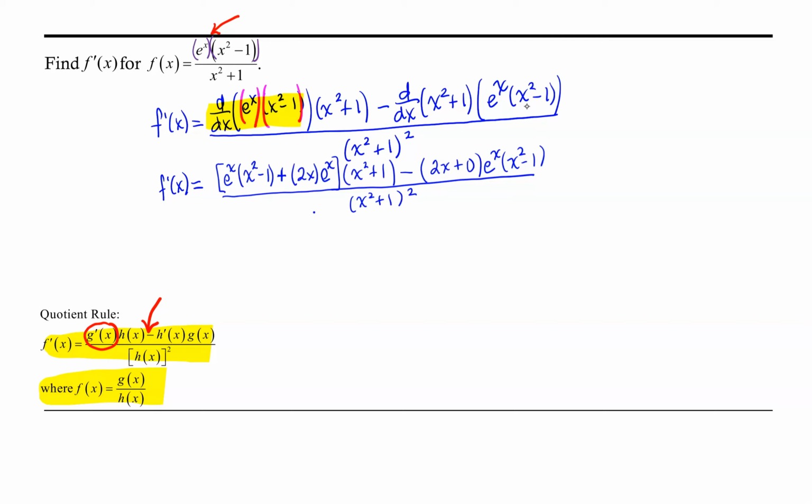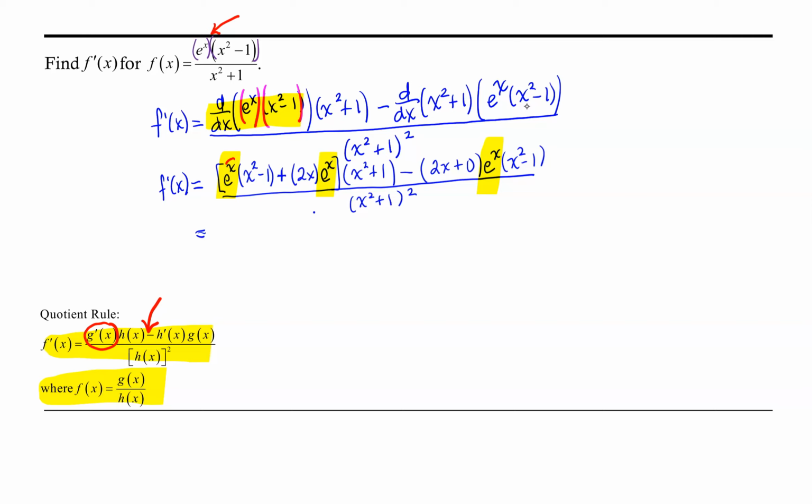Now, that's a perfectly good first derivative. However, sometimes we need to be able to analyze the first derivative. So we'll go ahead and simplify this up a little bit. So first of all, notice that we have a common factor of e to the x. Okay, so we're going to factor out e to the x.